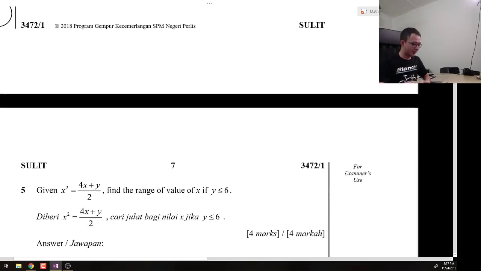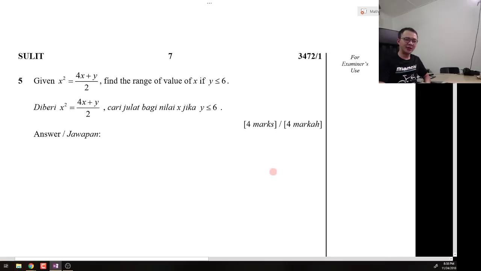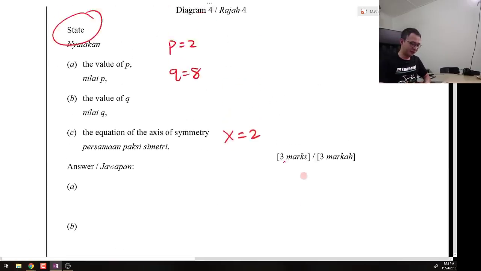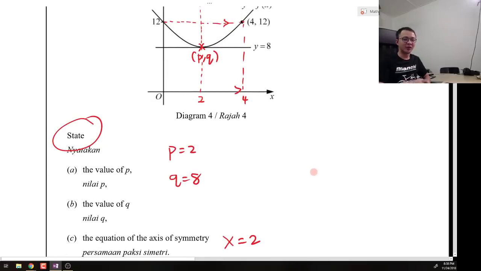Alright, nice. And we move on to number 5 here. Okay, find the range of values of x. Isn't it 12? Where do you get 12? No, there's no 12 there. So can you explain how to do the completing the square? Oh my god. The axis must be right. Yeah, for the equation of axis of symmetry, the equation must have the equal sign.